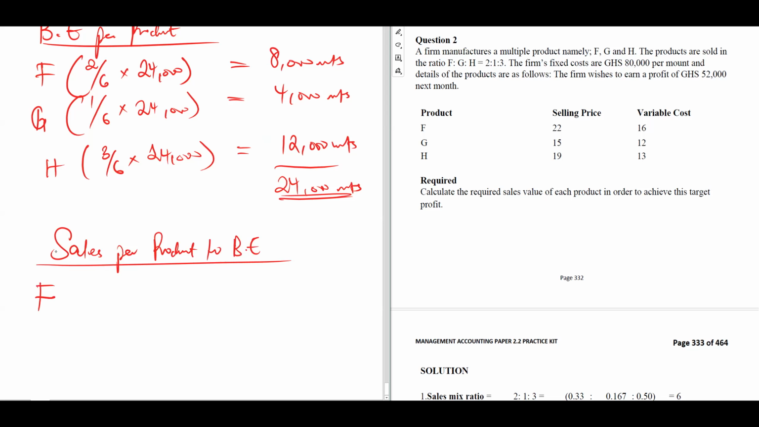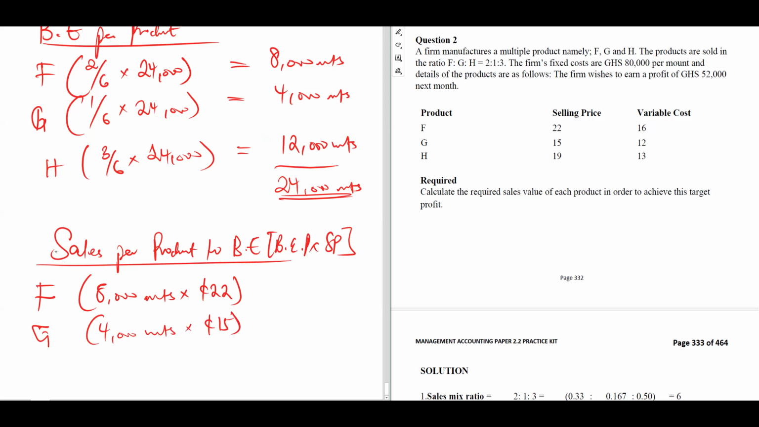We know that for F, the break even unit, we are just multiplying the break even units by the selling price per unit, right? So this one, we are selling 8,000 units, but at 22 cedis. And then G, we are selling 4,000 units, but at 15 cedis. Then for H, we are selling 12,000 units, but at 19 cedis.